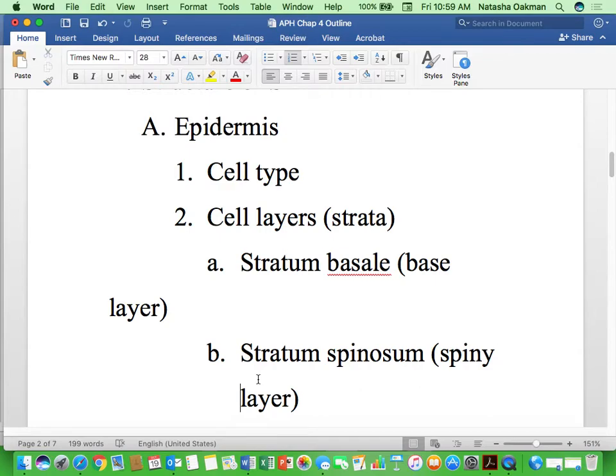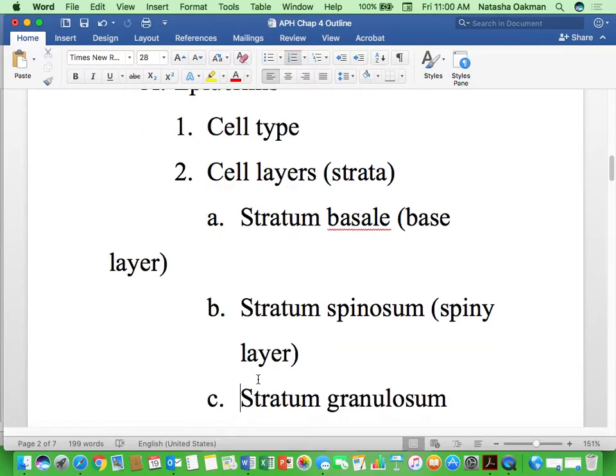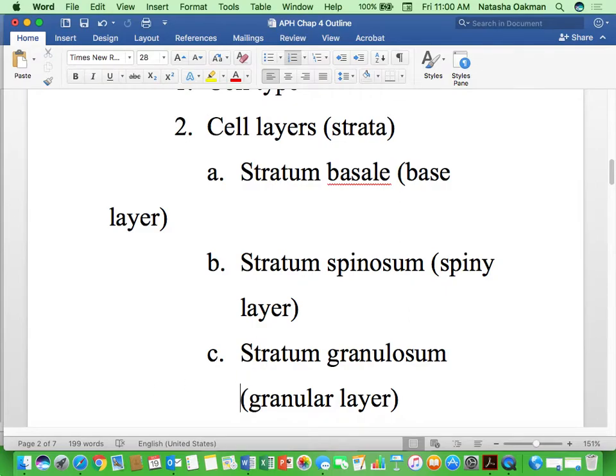So they're pushing further out. At this point, the cells are still alive, but they're getting further away from the blood supply. Remember, epithelial cells don't usually have a good blood supply. As they push outward, they become the stratum granulosum, or the granular layer.